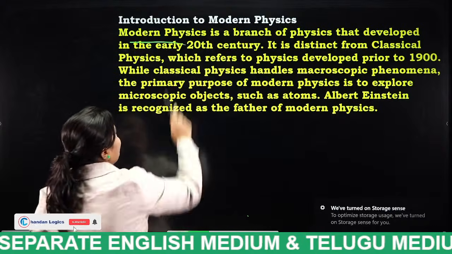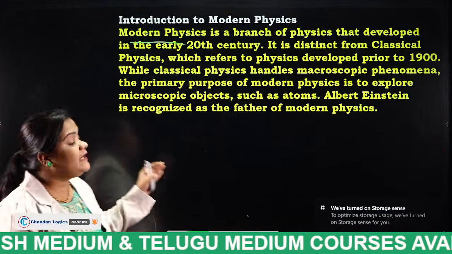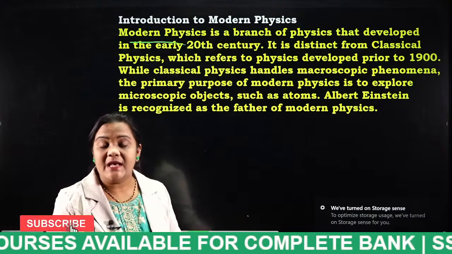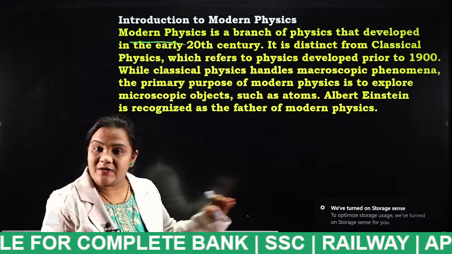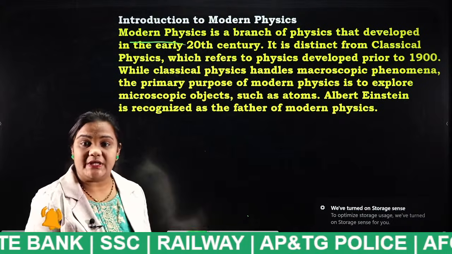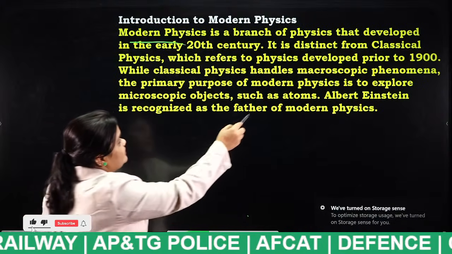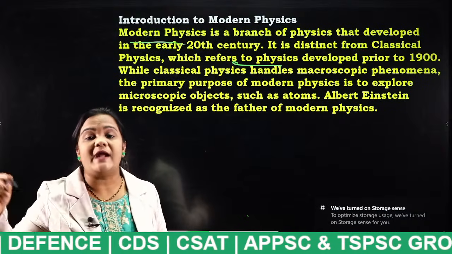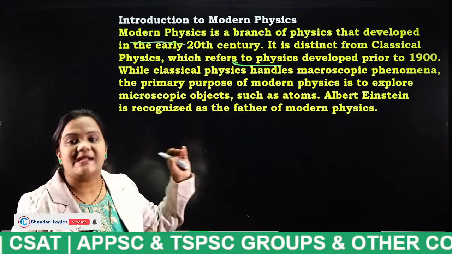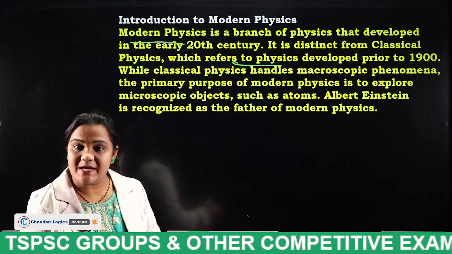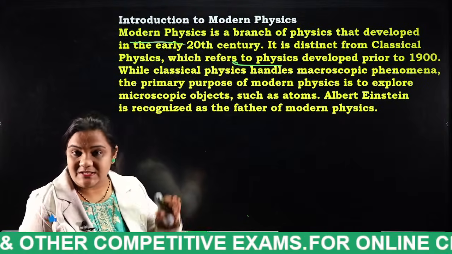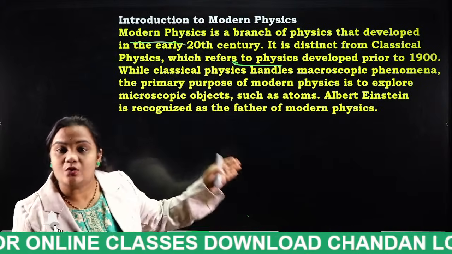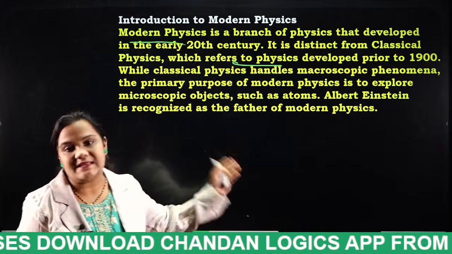Modern physics is a branch of physics that developed in the early 20th century. The physics which we developed in the early 20th century is considered as modern physics. Listen properly: prior to 1900, the physics which we know before 1900 is considered classical physics. So know the difference, students. At the beginning of the 20th century, the physics we learned is considered modern physics, and the physics prior to 1900 is considered classical physics.